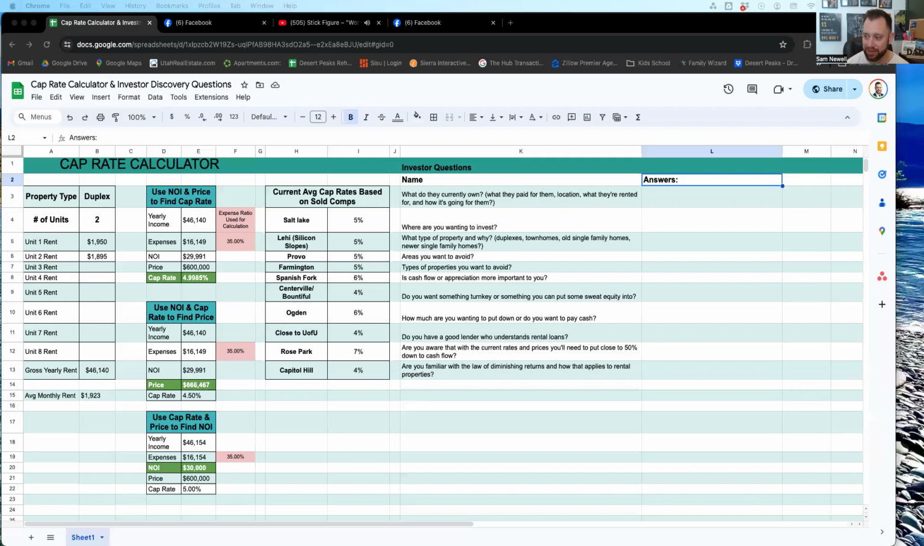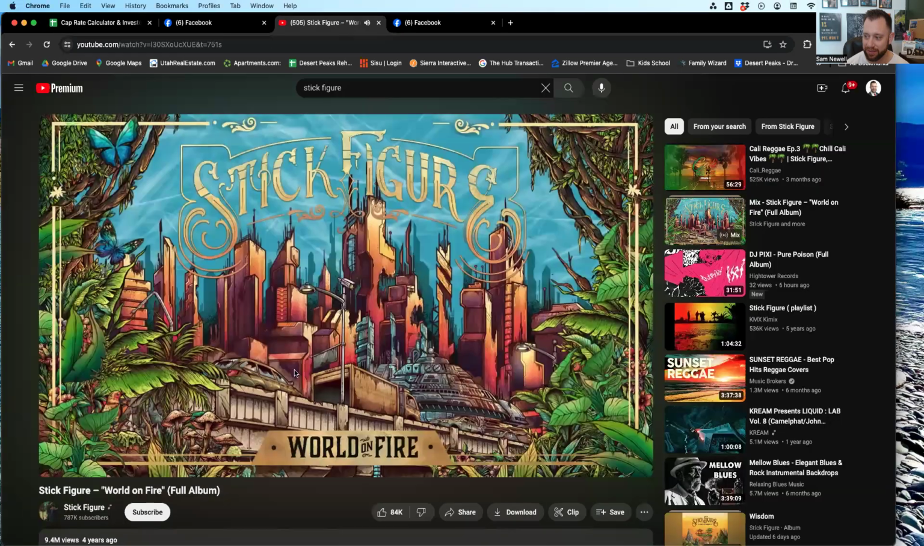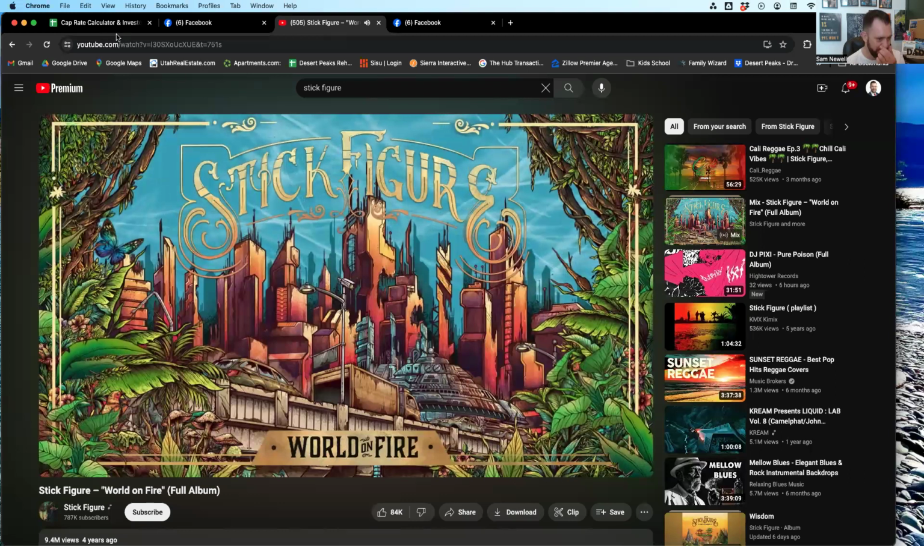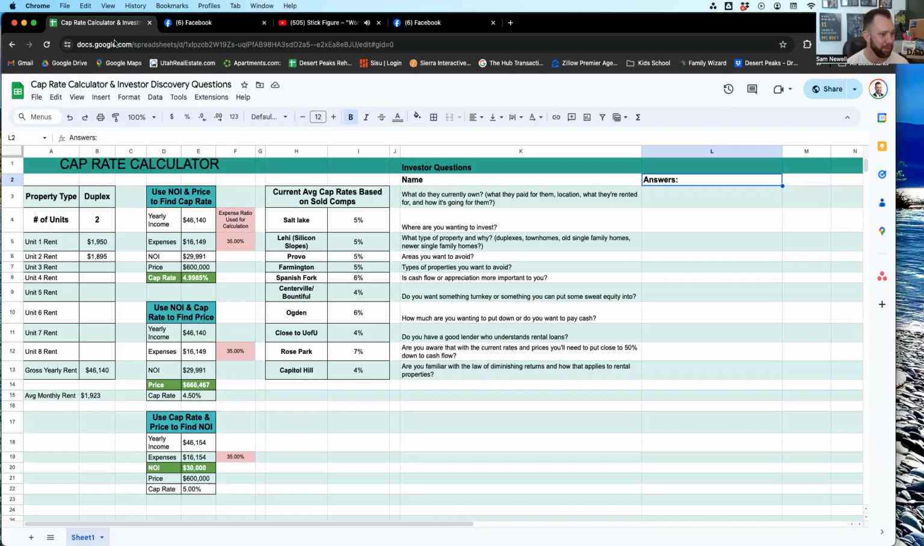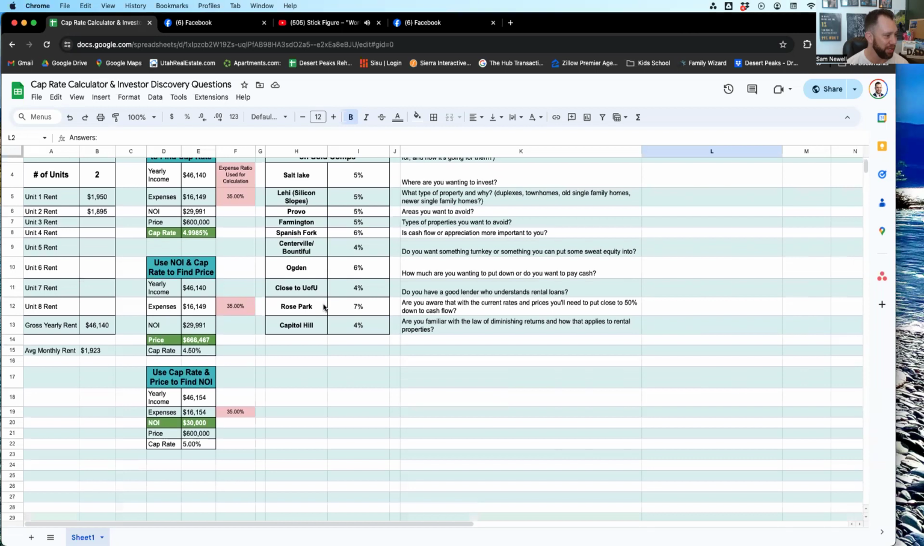Also got a little Stick Figure playing in the background. Hope you guys don't mind, but I have a newfound love for reggae, and Stick Figure is my good friend Sean's favorite band. Little Stick Figure going here in the background. Not too loud, just add a little fun to the boringness of spreadsheets.